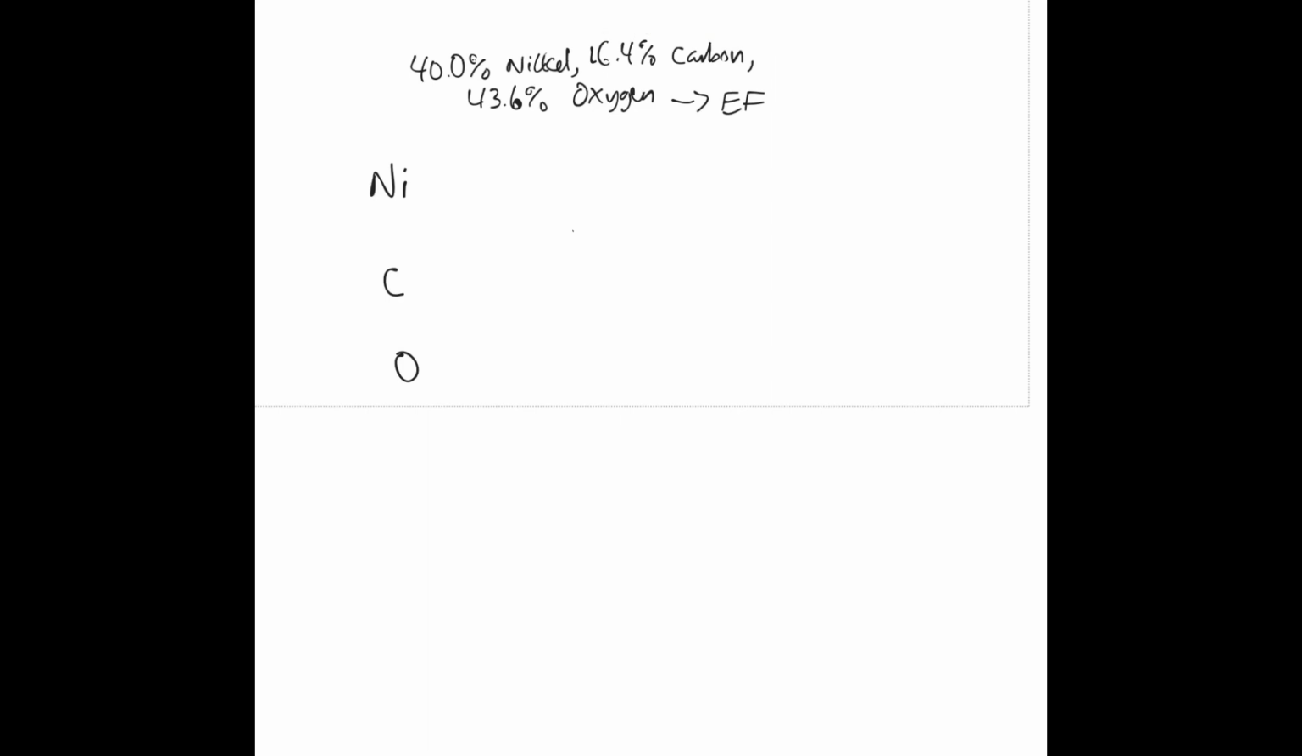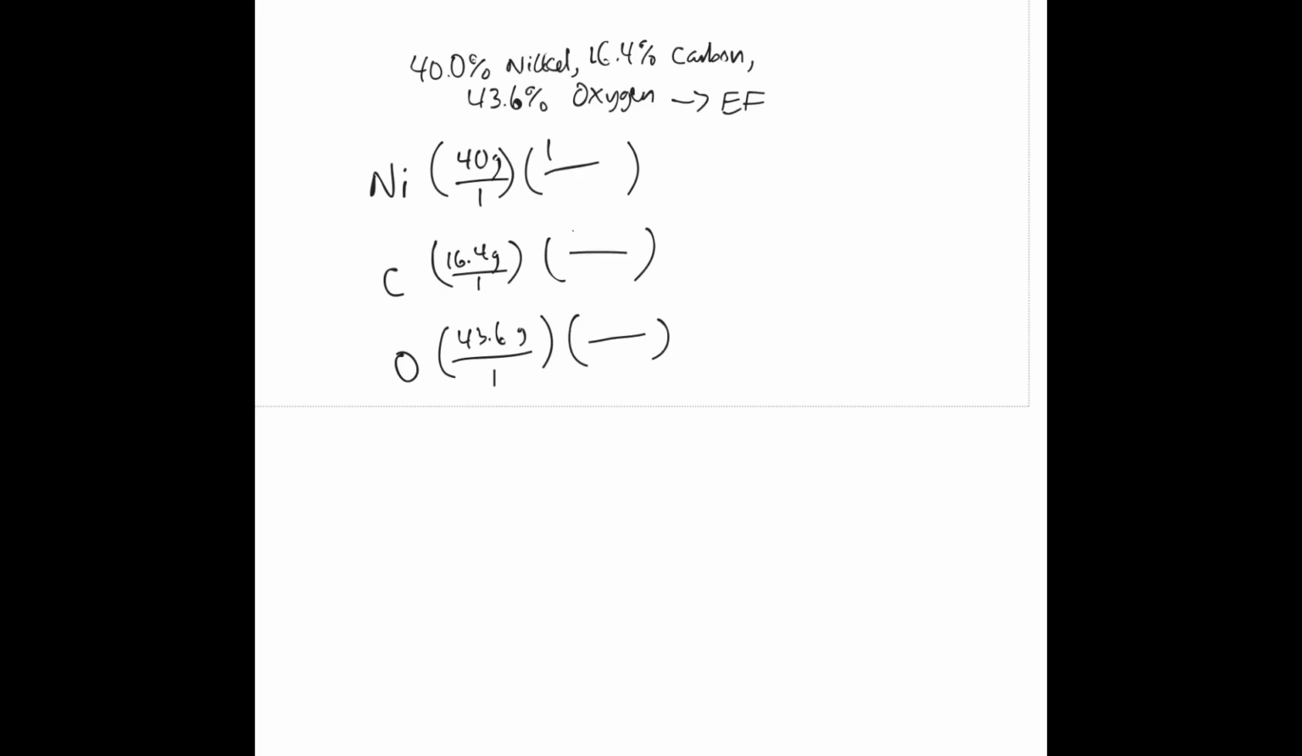And so we can just assume that for nickel, there's going to be 40 grams. Put that over 1. For carbon, it's going to be 16.4 grams of that in this compound over 1. 43.6 grams for oxygen over 1. And like always, if we're trying to find the moles, we're just going to set up our equivalent fractions. The moles will be on the top, right? Because that's what we're trying to get.